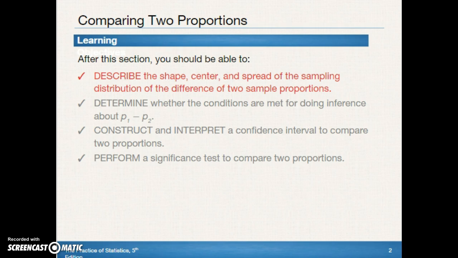So in this first video, we're just going to focus on the very first learning target, which is describe the shape, the center, and the spread. Really, we're going to be looking at the SOCS of the sampling distribution of the difference between the two sampling proportions.